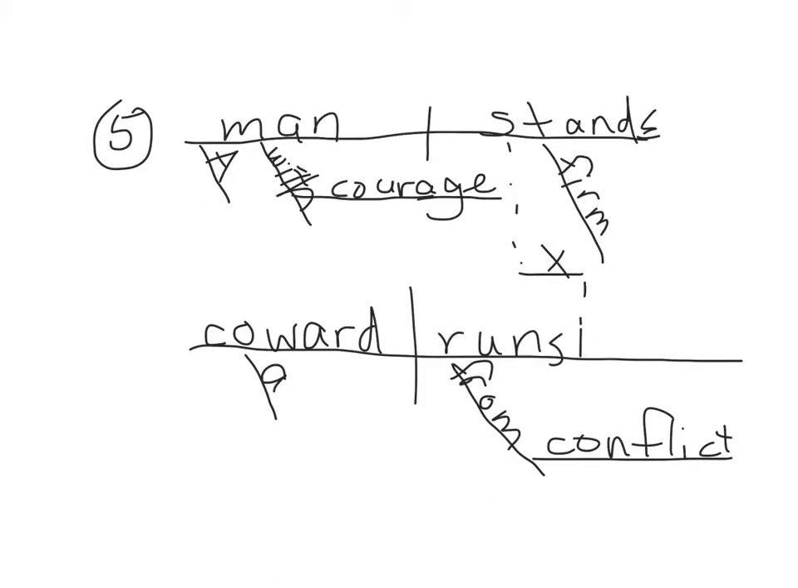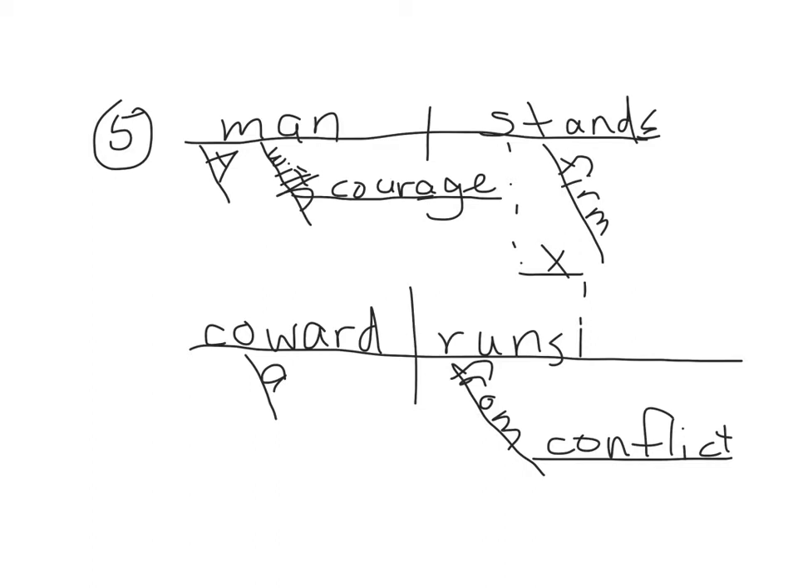So I have an article, a, my subject is man, the prepositional phrase with courage, then I separated my subject and my verb, my subject and predicate. The verb is stands, and then firm is describing how he stands, so that word goes underneath my verb. It's joined again by a semicolon, and then my second sentence of the compound says a coward runs from conflict.